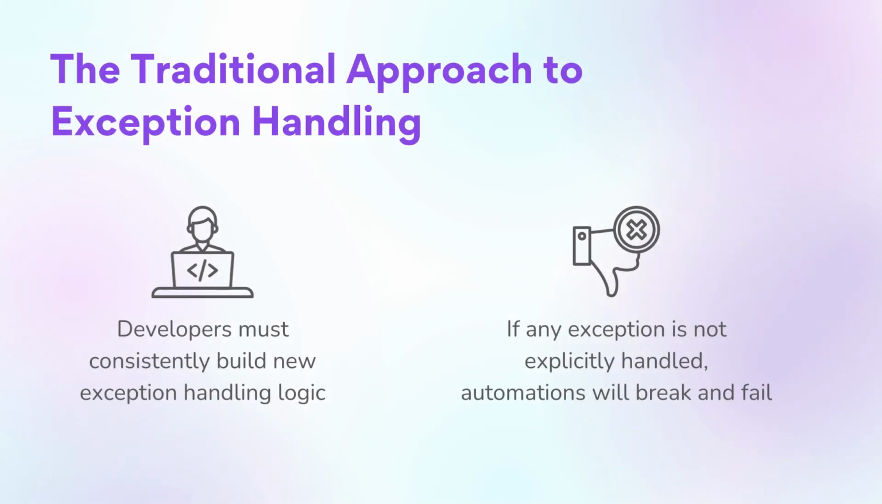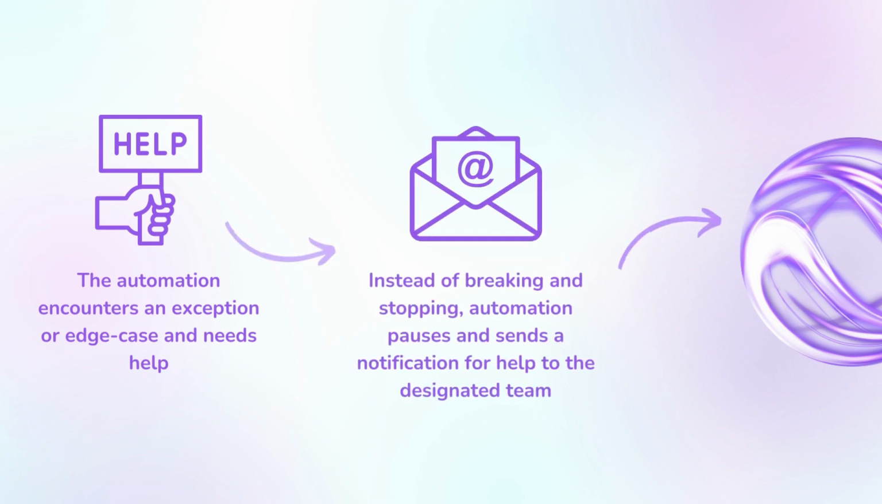When we look at how traditional automation approaches exception handling, automation developers have to consistently build new exception handling logic for each new edge case that occurs. And with traditional automation, if an exception is not explicitly handled, the automation will break and need to be manually reviewed. Now we'll cover the Kognitos approach to exception handling.